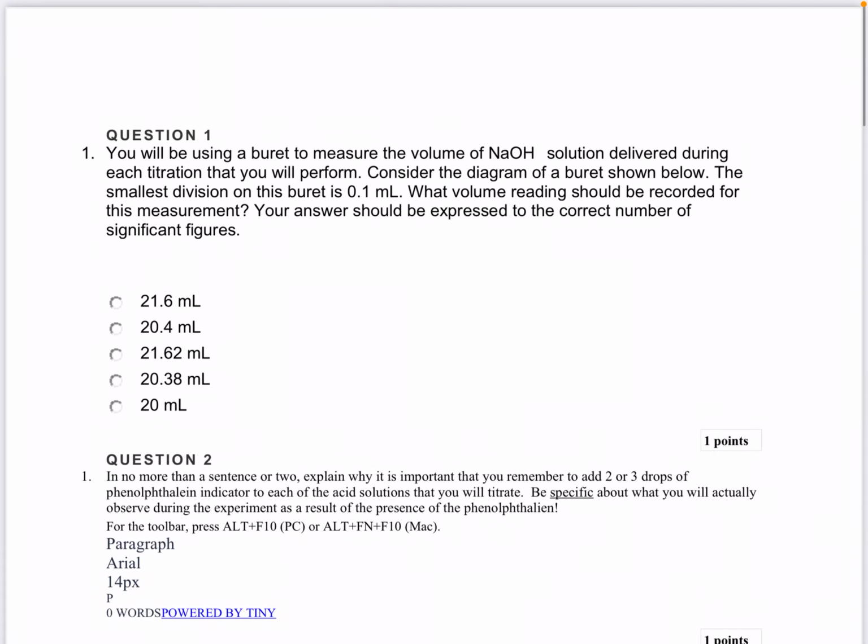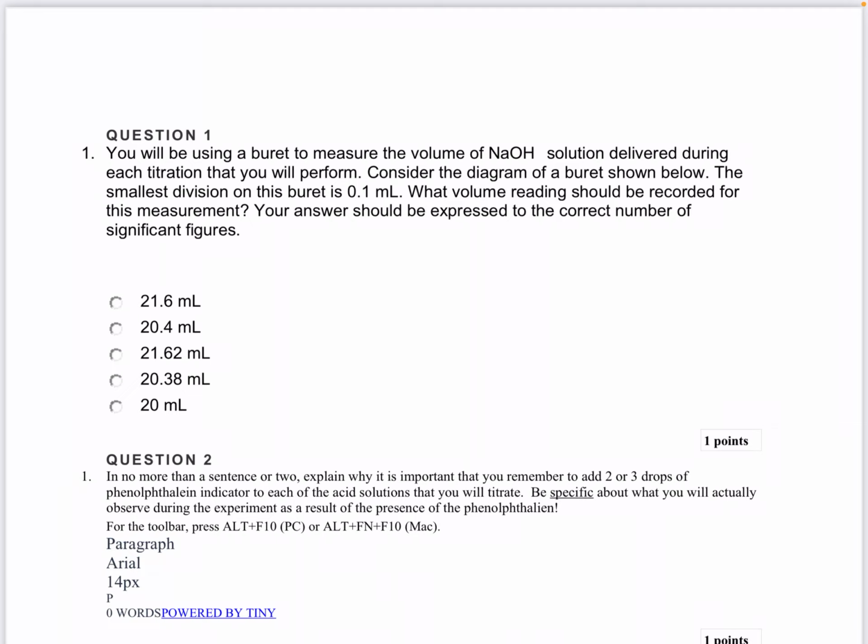Hello everyone, I will go ahead and help you with your experiment 7 pre-lab. I already posted the handout on Blackboard, but this is also going to explain to you how to do those calculations.